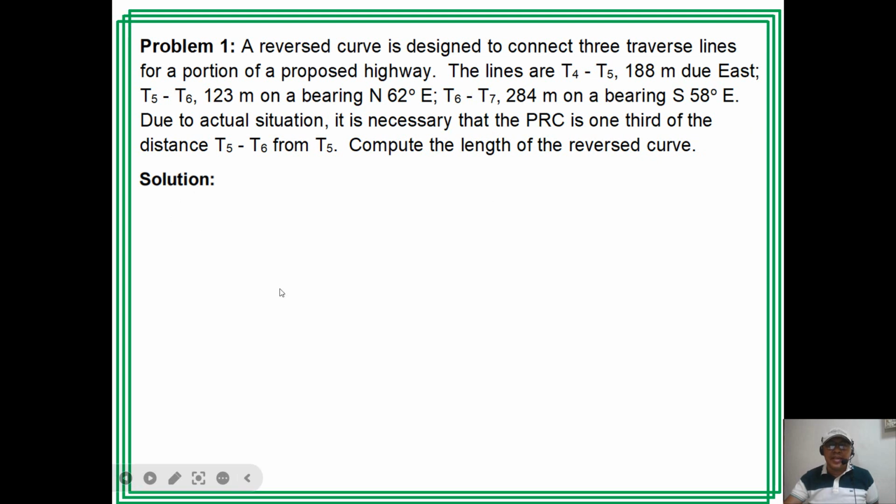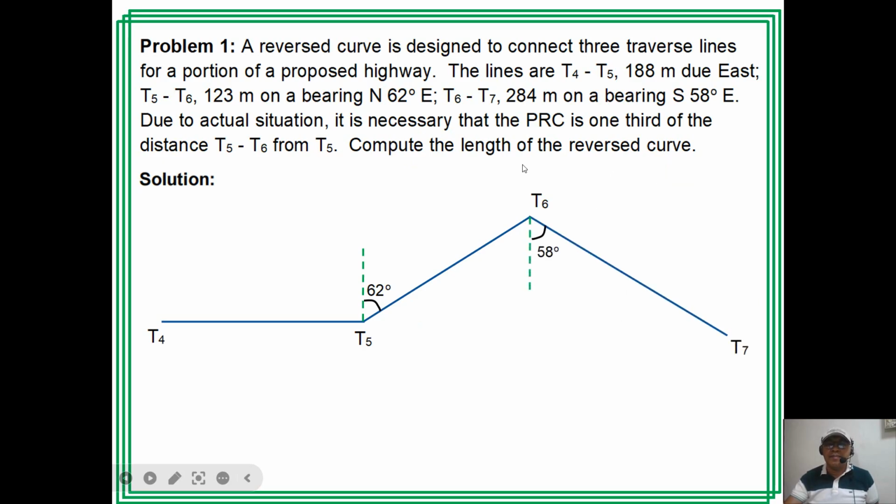Okay, so we have three traverse lines. We have T4 to T5, 188 meters long, due east. Then T5 to T6, 123 meters long on a bearing north 62 degrees east. Then we have T6 to T7, 284 meters long on a bearing south 58 degrees east. Then we will connect these traverse lines by reverse curves.